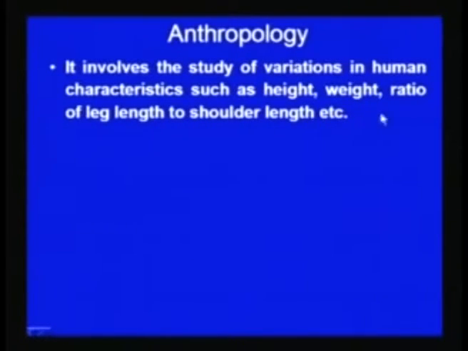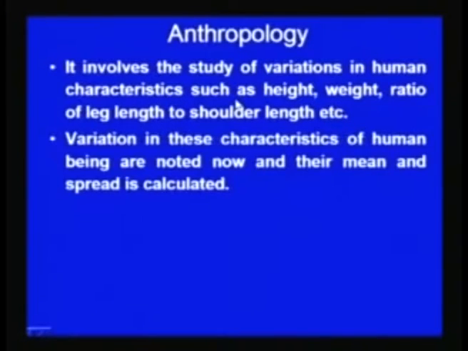So, here the height, the weight, the ratio of the leg length to the shoulder length, head dimensions, neck dimensions, foot dimensions, the fingers, arm, all the dimensions related to the body parts, and the way these dimensions vary for a group of people are measured and recorded. All these things fall in the category of anthropology, which involves the study of the variation in human characteristics. The variation in these characteristics of the human being are noted, and their mean and spread is calculated.